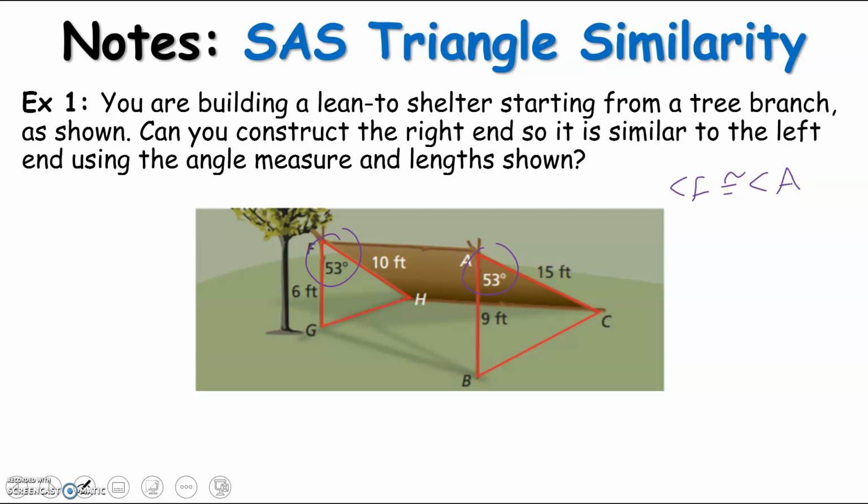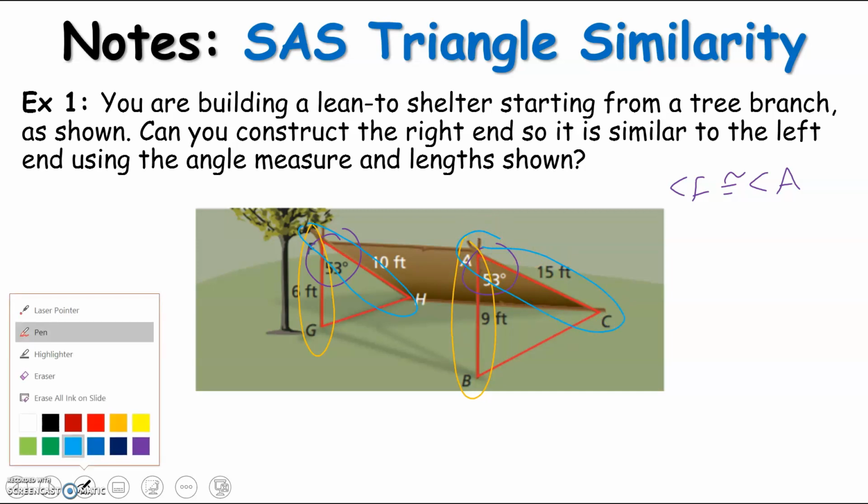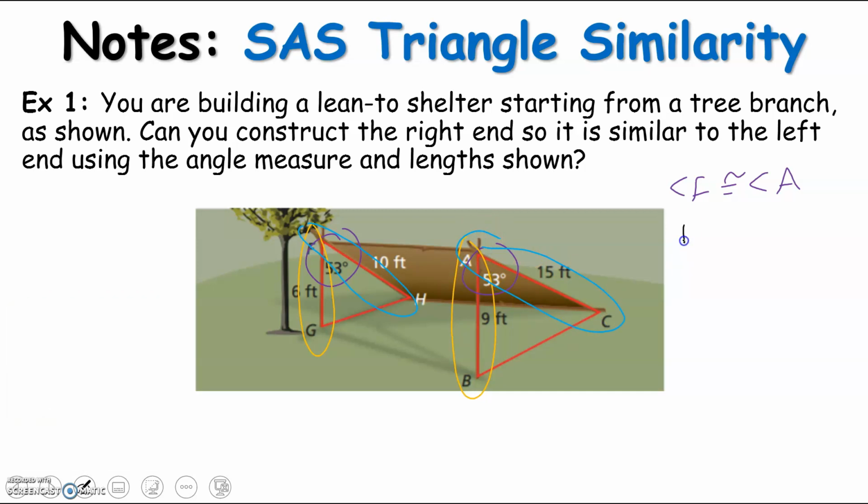Now, in order to show side-angle-side, we must also see if FG over AB is equal to FH over AC. So we're going to check if FG over AB is equal to FH over AC. If this is true, then we would say by side-angle-side, these triangles are similar. So let's go ahead and check.